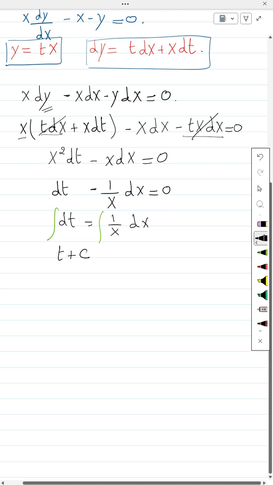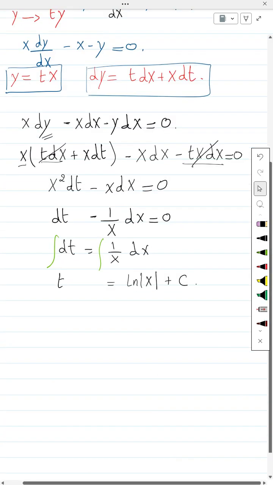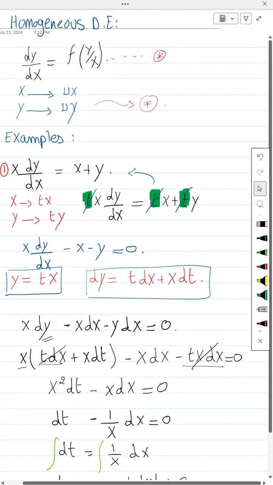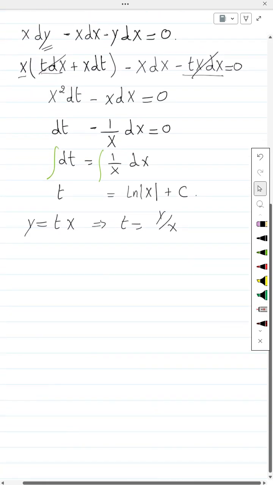We can say t plus c, or c1 is going to be equal to ln x plus c2, and c1 and c2 are two constants, so we can just write it as a t plus c. So now we will replace t by its value, as we said before, that y is equal to tx, which implies that t is equal to y over x. That's what I told you, which is a function with y over x as a variable.